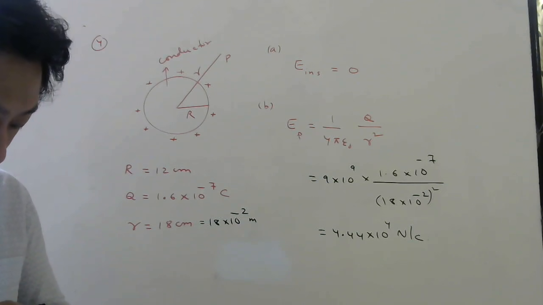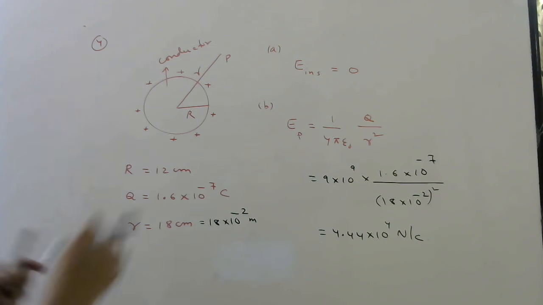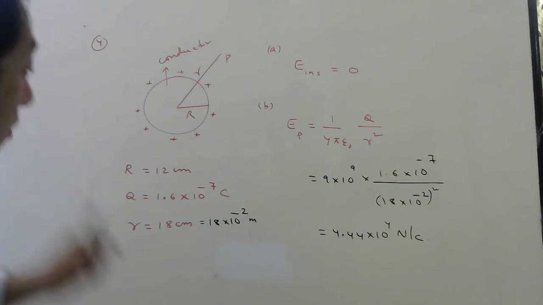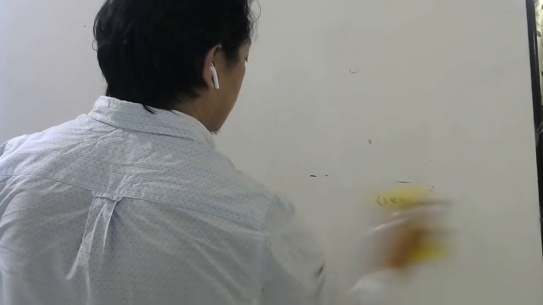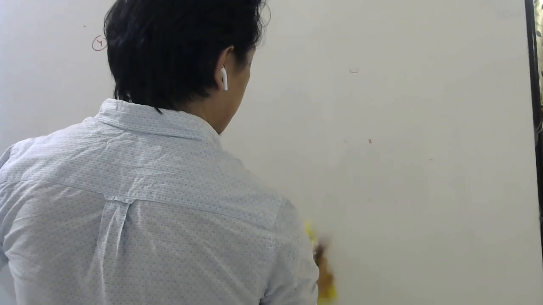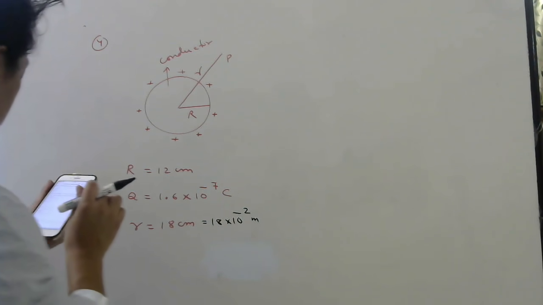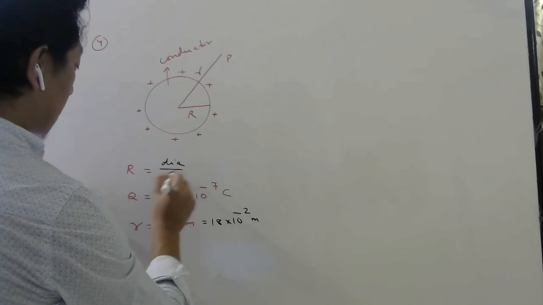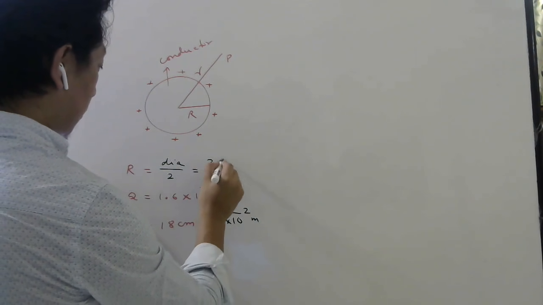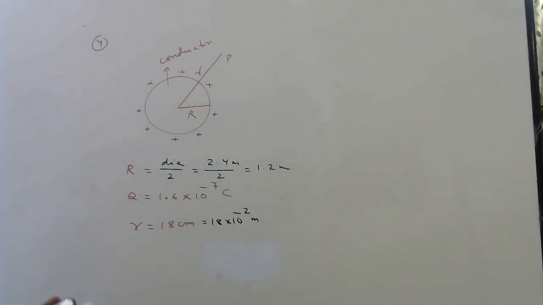Question number 5, let us see now. A uniformly charged conducting sphere. Again, uniformly charged conducting sphere. So let me not draw another diagram. Let me rub only this part. Okay. So there is a uniformly charged conducting sphere of diameter 2.4 meter. So radius will be what? Radius will be diameter divided by 2. So this 2.4 meter divided by 2. So it will be 1.2 meter. So that is the radius.